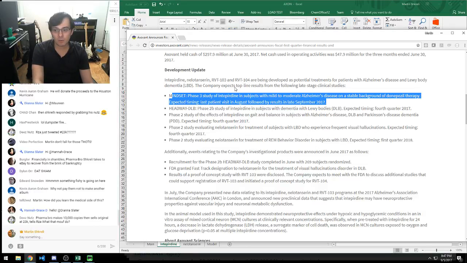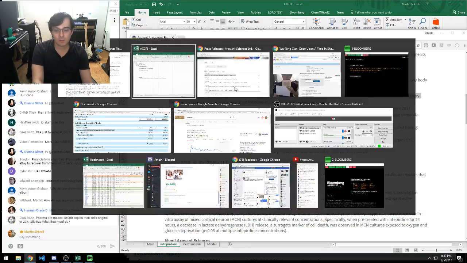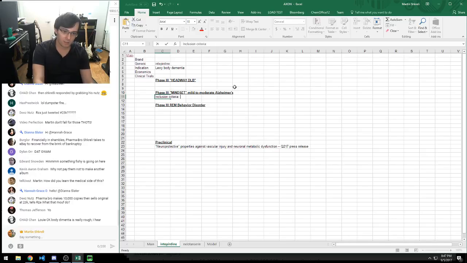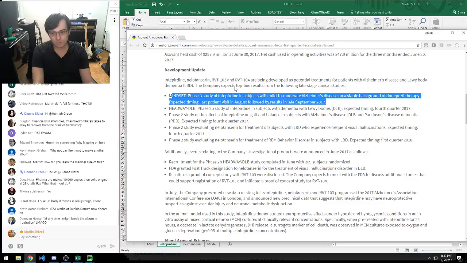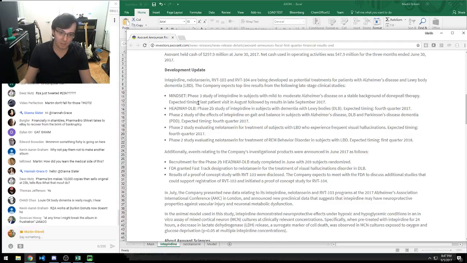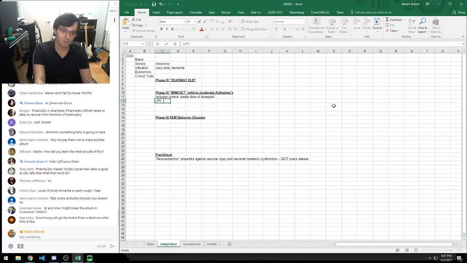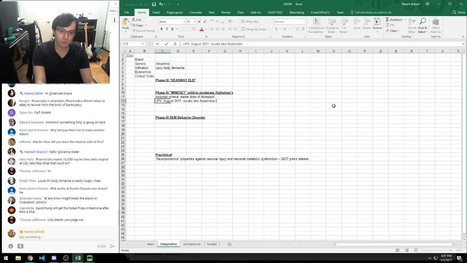All the patients are on a stable background of donepezil, which is Aricept. So we say, sort of inclusion criteria, stable dose of donepezil. Expected timing, last patient visit in August, followed by results in late September. So last patient visit August 2017, results late September 2017. So this is coming up pretty soon.